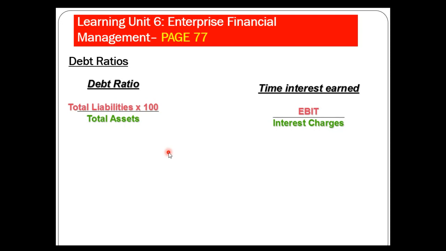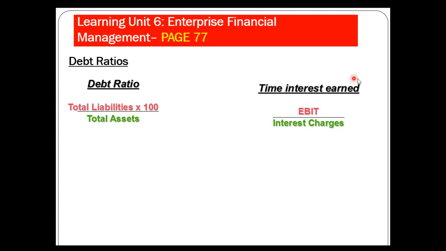If we're highly geared, it means at the end of the day, we used more liabilities. Yes, you can use more liabilities so that we can expand, but at the same time, you must look at whether you will be able to pay back the loans which you have. So we are trying to balance the two at the end of the day.